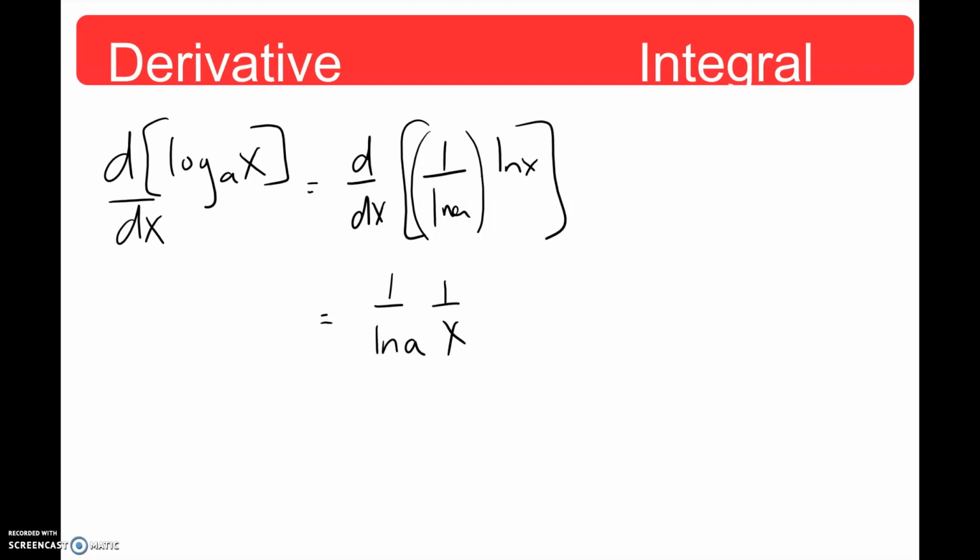All right, and there's your derivative of the log base a of x. It's the same as the natural log derivative, only you get a multiple of 1 over ln a. Okay, that's it. Pretty easy.